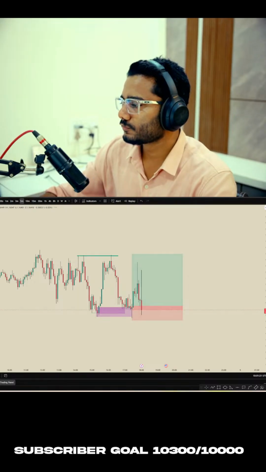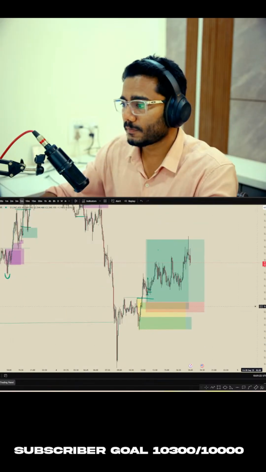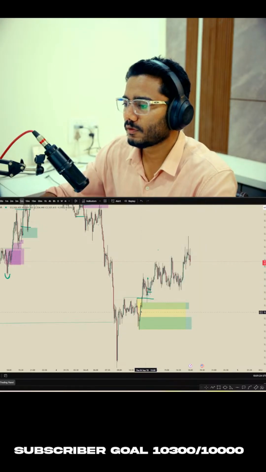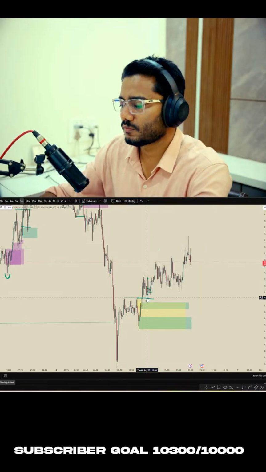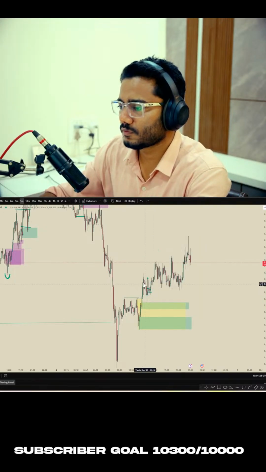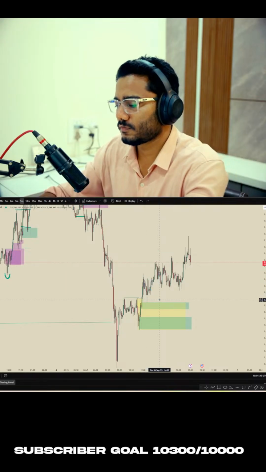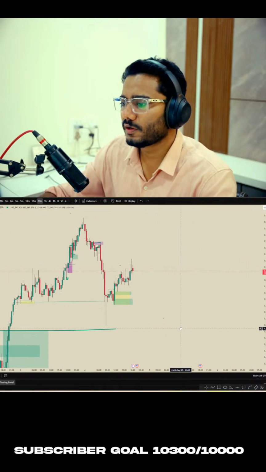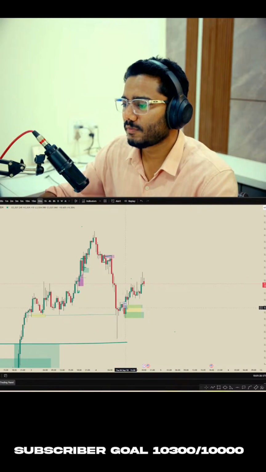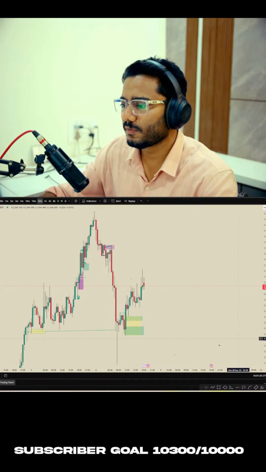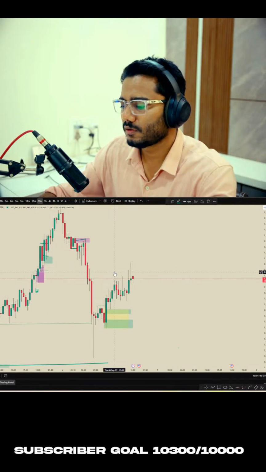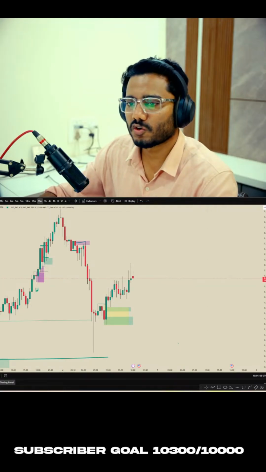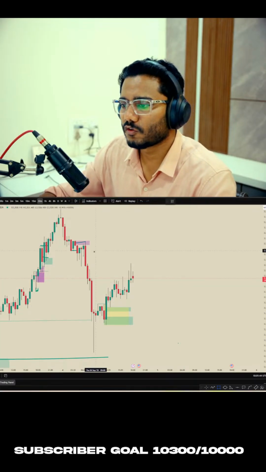Gold. If you look at 4 hour, then on 30 minutes we can see price has mitigated this order block, and we have this 30-minute POI, which is this one. We have the next order block as a target, this order block.